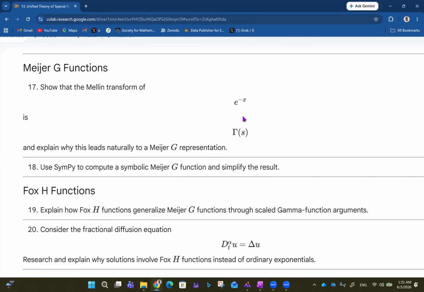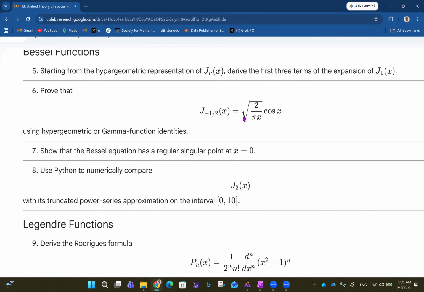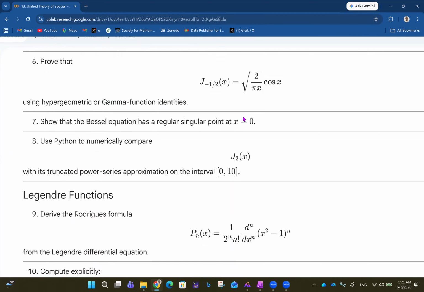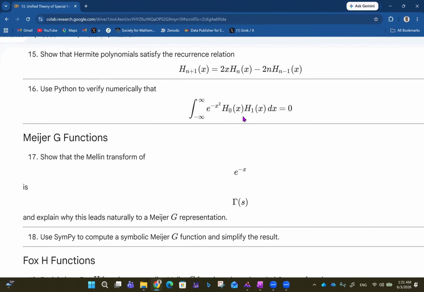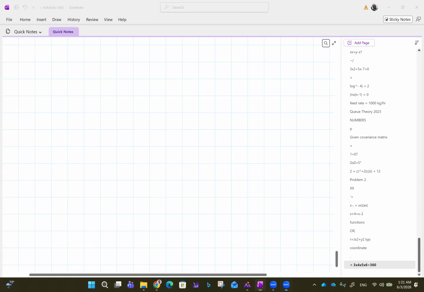Then problem 18 talks about using SymPy to compute a symbolic Meijer G function and simplify it. And you have the Fox H functions now in 19 and 20. So we're solving problems 6 and 17. We're dealing with problem 6 here, to prove that J minus half of x is as stated, and with 17, show that the Mellin transform of e raised to minus x is gamma of s. So let's go on to problem 6 now.